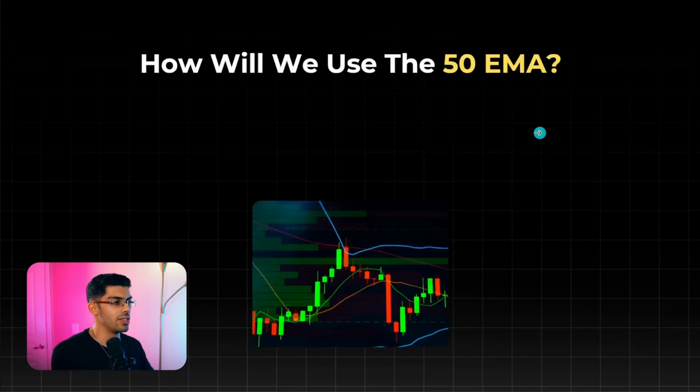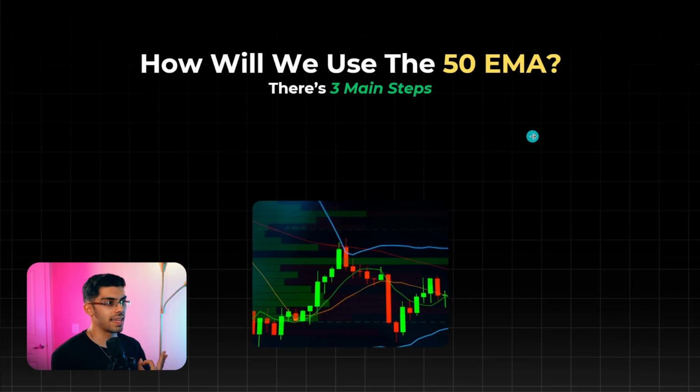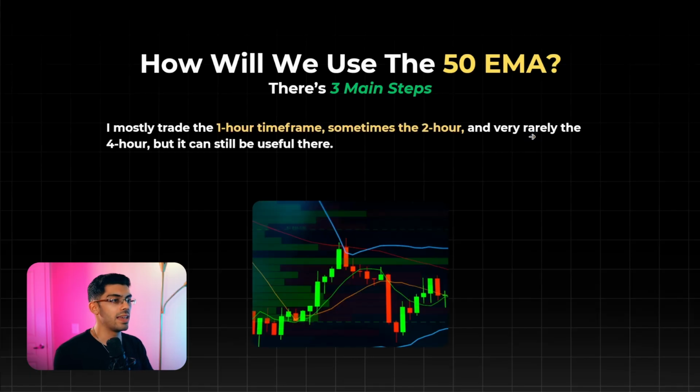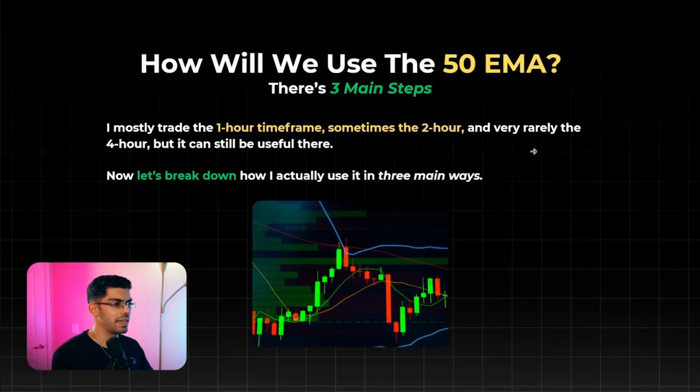So how will we actually use the 50 EMA? Like I said, there are 3 main steps. I mostly trade the EMA on the 1 hour time frame, sometimes the 2 hour, and very rarely I'll enter on the EMA from the 4 hour time frame. But it can still be useful on the 4 hour. Let's break down how I actually use it in the 3 main ways.